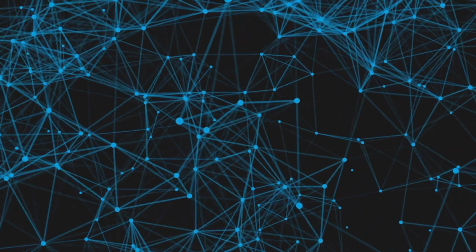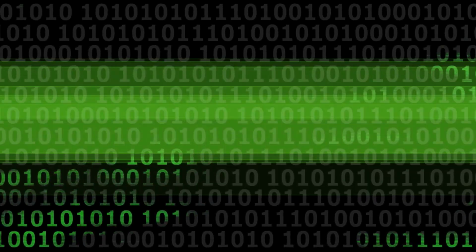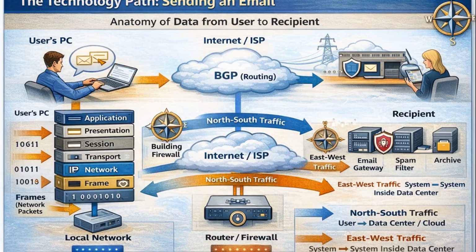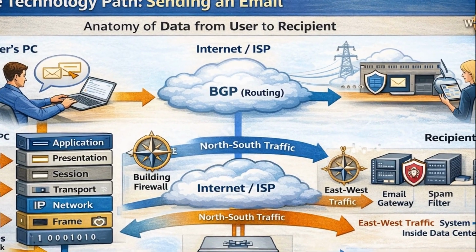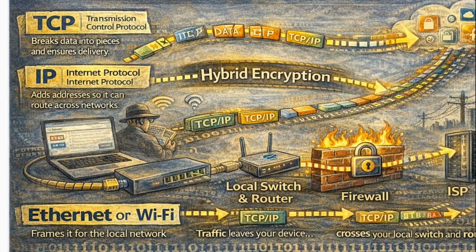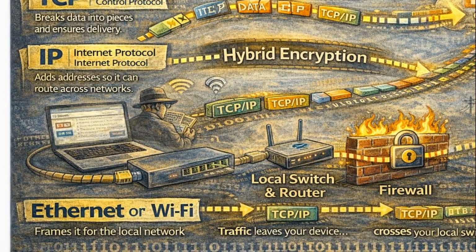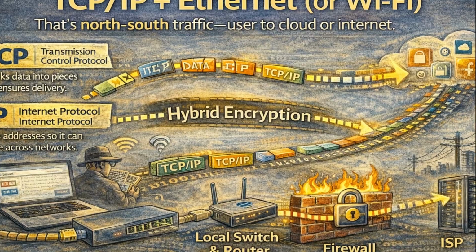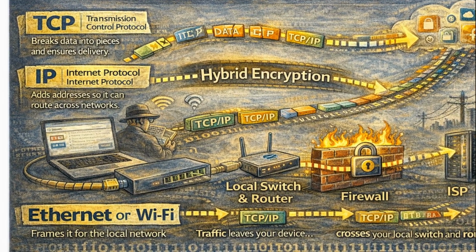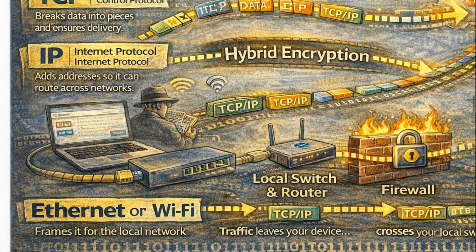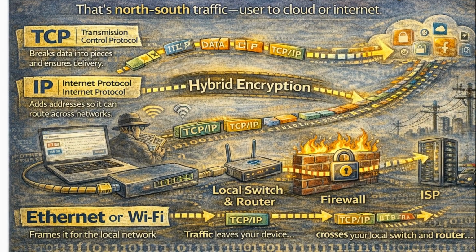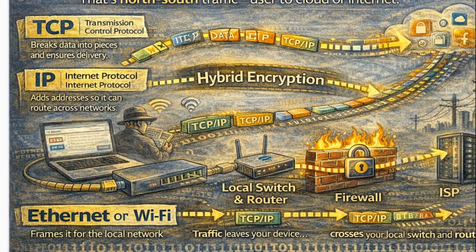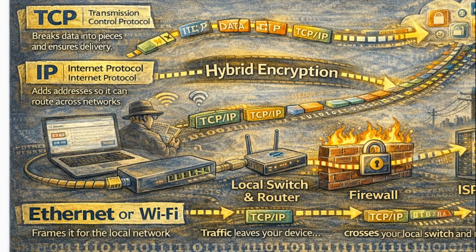Now let's connect it to real technology. You type an email. The computer turns your message into bits, ones and zeros. Then it travels down the network stack. TCP breaks it into pieces and ensures delivery. IP adds addresses so it can route across networks. Ethernet or Wi-Fi frames it for the local network. That traffic leaves your device, crosses your local switch and router, hits a firewall, and goes out to the ISP.